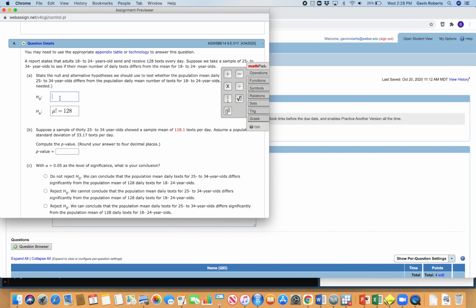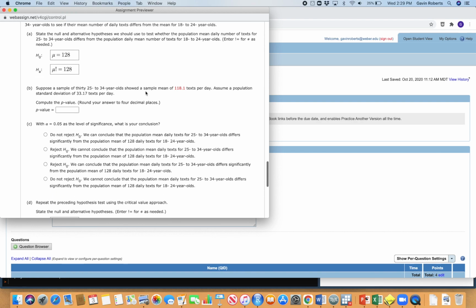128. So now that I know that, I can remember a couple of my other rules. Well, the null is always the opposite, basically, and the null always includes equality. So those lead me to believe that the null hypothesis in this case will be that mu equals 128. Okay? So the null hypothesis is that 18 to 24-year-olds and 25 to 34-year-olds text at the same rate. The alternative is that they text at different rates, but we're not asking whether it's greater or less, just different.